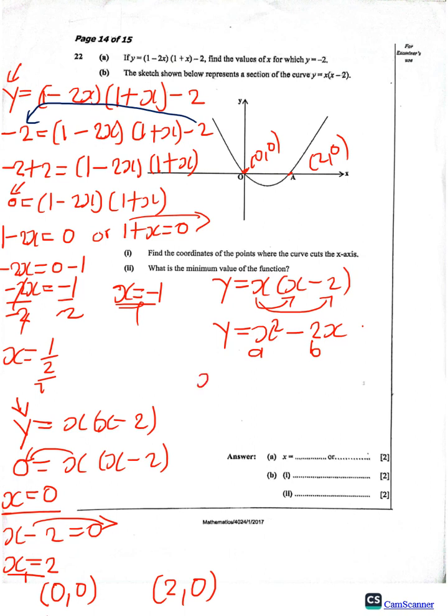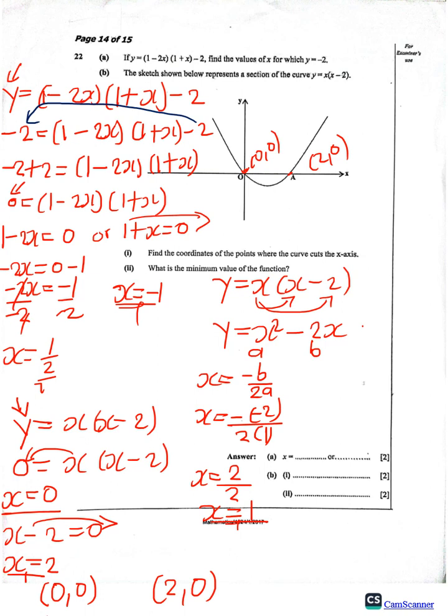So the x coordinate is equal to -b over 2a. x is equal to negative, what's our b? The b is -2, over 2a. Our a, the coefficient of x squared, is 1, so negative times negative 2 is 2, over 2 times 1 is 2. So the x coordinate for the turning point is 1.